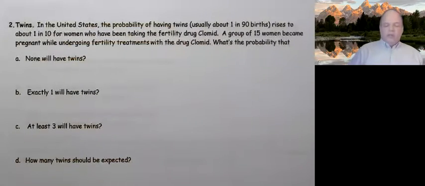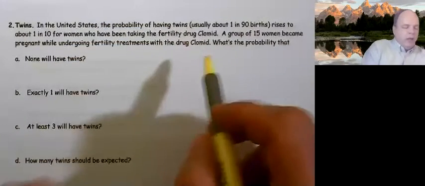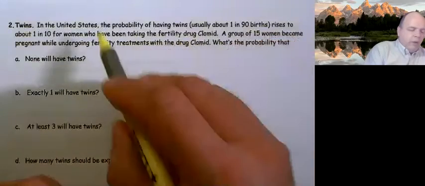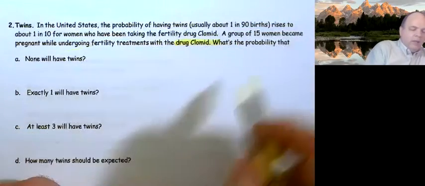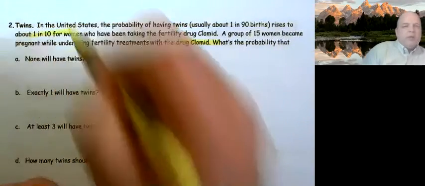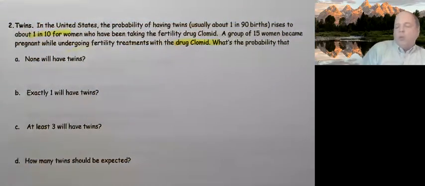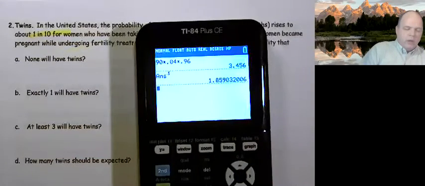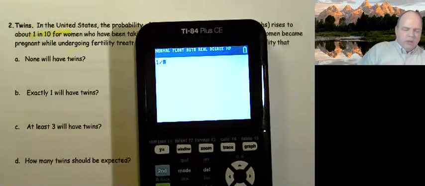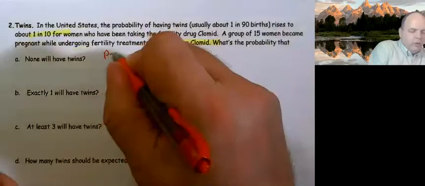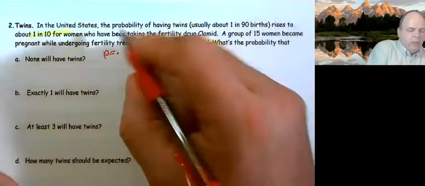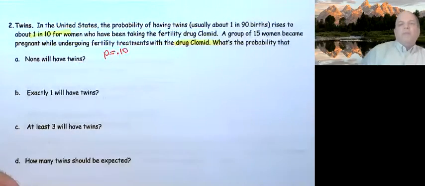Well, first off, they set this up where it's pretty tricky. So we're talking about the ones who take Clomid. And they say the probability of becoming pregnant with twins if you're taking the drug Clomid is 1 in 10. So 1 in 10, let's just do this real quickly. 1 divided by 10 just gives me 0.1. So the probability of twins when you're taking Clomid is 0.10. So we need that value.